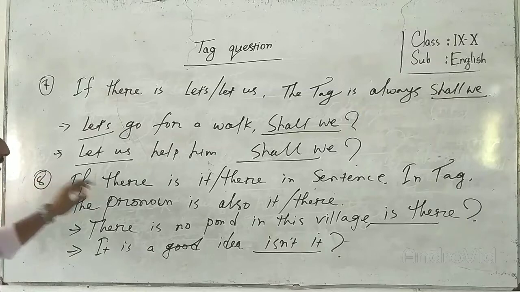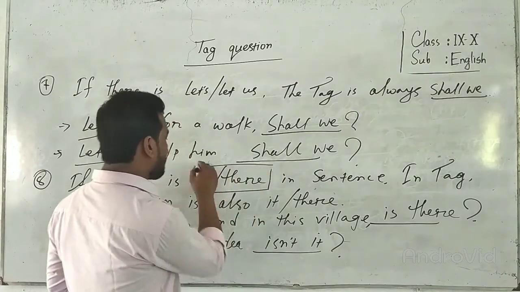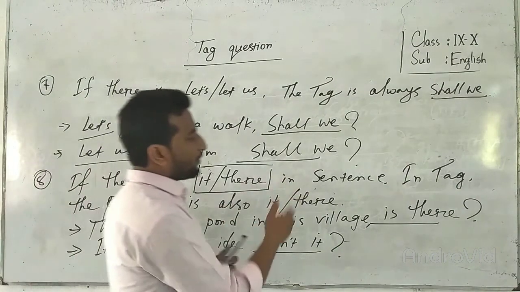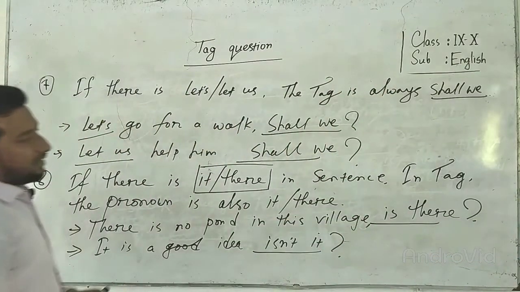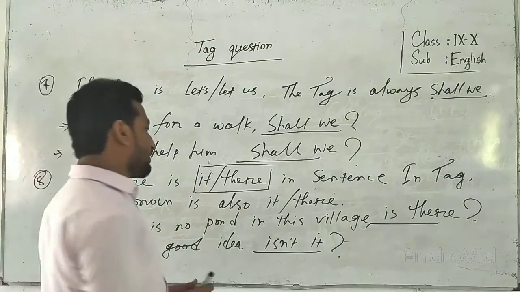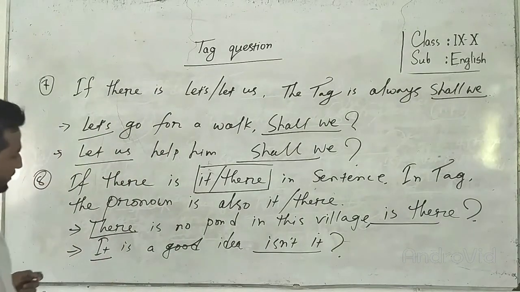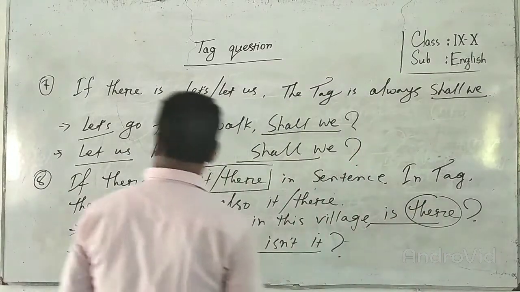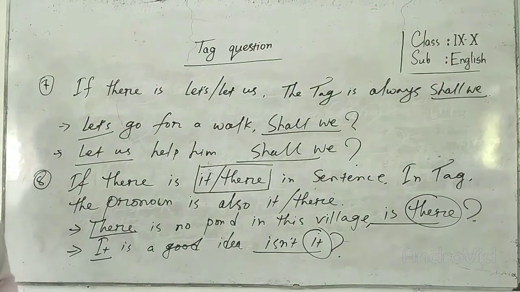Notice that if there is it or there is it or there in a sentence as subject, we have to put it also in the tag form. In the tag form, the pronoun is also it or there. Here the subject is there, here is it. So the pronoun is here there, the pronoun is here it. The subject of the clause.